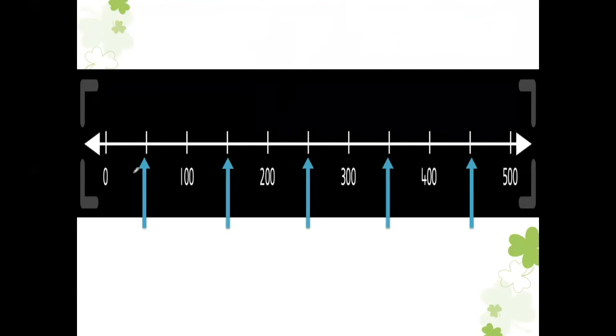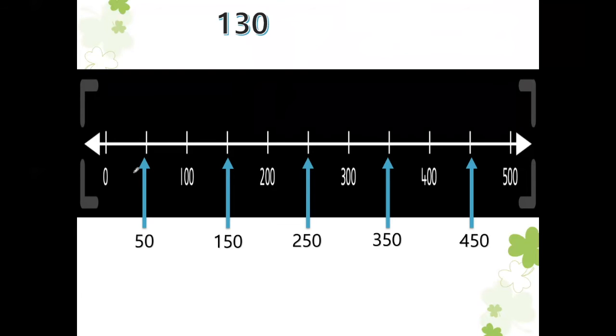So now let's have another example. This number line is from 0 to 500. As we can see here, you have 100, 200, 300, 400, and 500. So what do you think are the numbers in between these numbers? Good job. So that's 50, 100, 150, 200, 250, 300, 350, 400, 450, and 500.